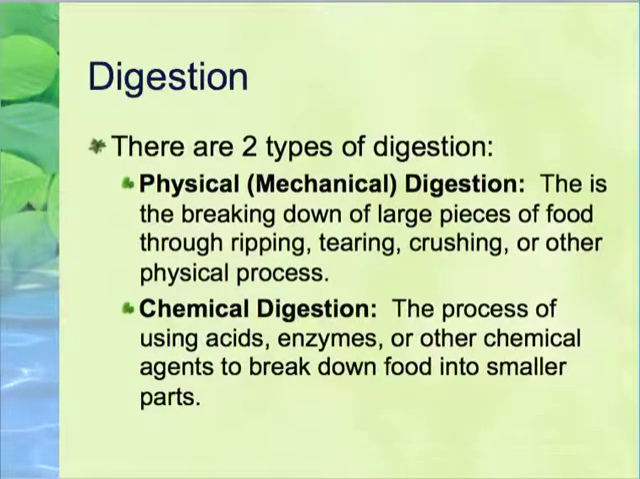Now, digestion occurs in two major ways. The first is physical digestion. That is the breaking down of large pieces of food through ripping, tearing, crushing, or other physical processes like grinding. And we end up with smaller pieces.